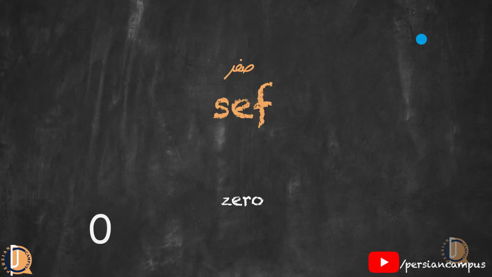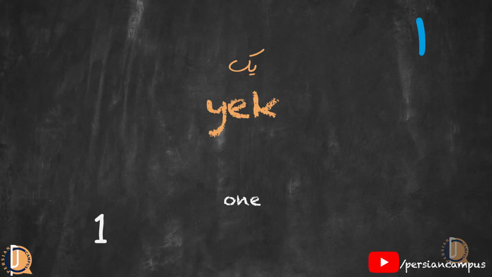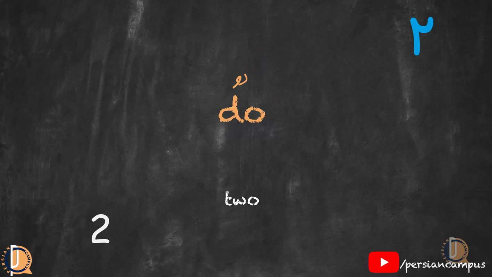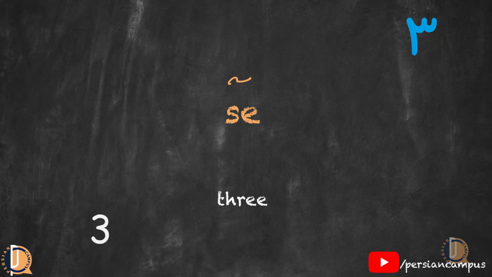0 is صفر. Number 1 is یک. Once again, یک. Number 2 is دو. Once again, دو. Number 3 is سه. Once again, سه. That sounds easy, isn't it?